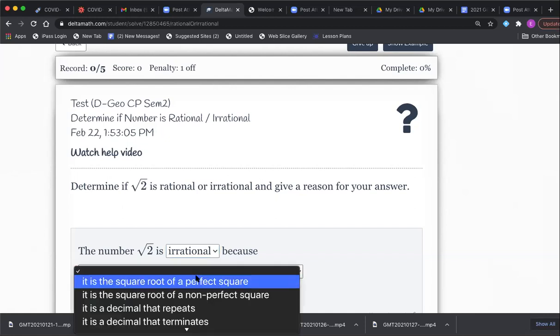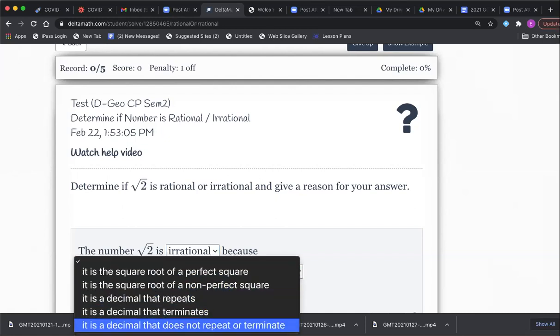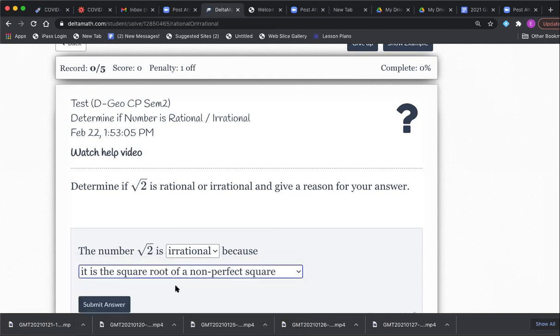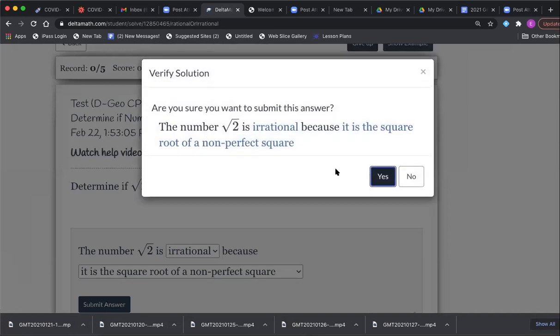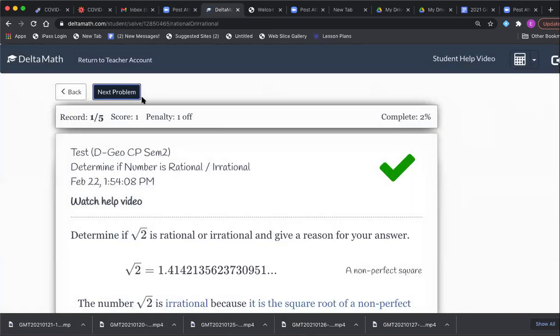And now I have to pick in this drop-down box which reason fits this. If you look at the 5 choices, you have 3 that are talking about decimals. Well, square root of 2, I would pick one of the square root ones, right? I'm not going to pick a decimal one. So let's look at the choices for square roots. Is it the square root of a perfect square? No, it's not. It's the square root of a non-perfect square. That's why this thing is irrational. So I'm going to pick that one. Yes. Get a new one.